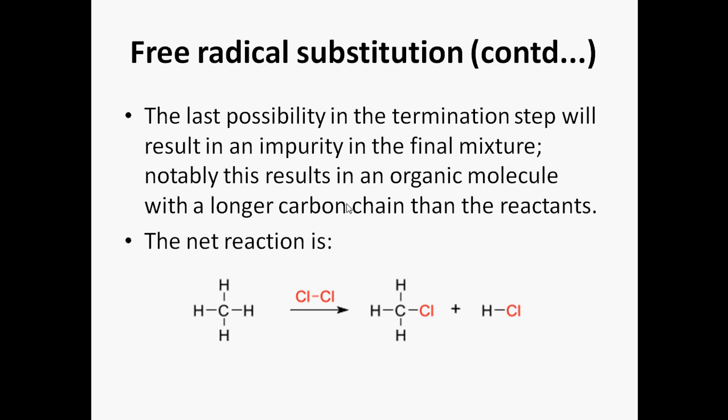So the last possibility, the termination step, will result in an impurity in the final mixture. Notably, this results in an organic molecule with a longer carbon chain than the reactant. So sometimes it happens that a longer carbon chain is formed in the product as compared to the reactant. So this is the final reaction for the free radical substitution reaction. So this is all about the substitution reaction. Thank you, all of you.